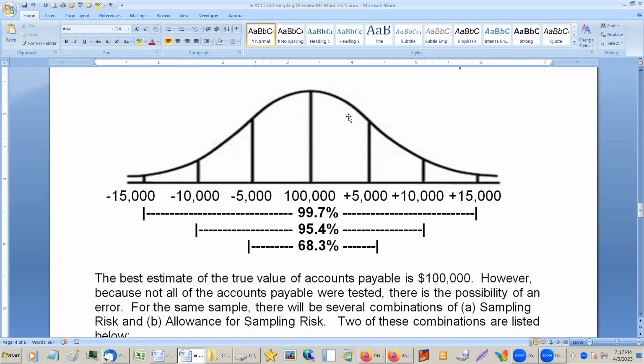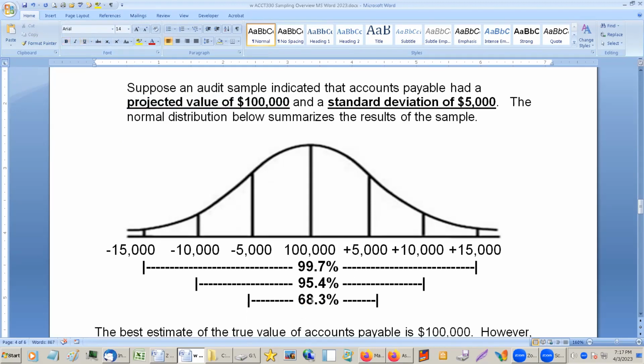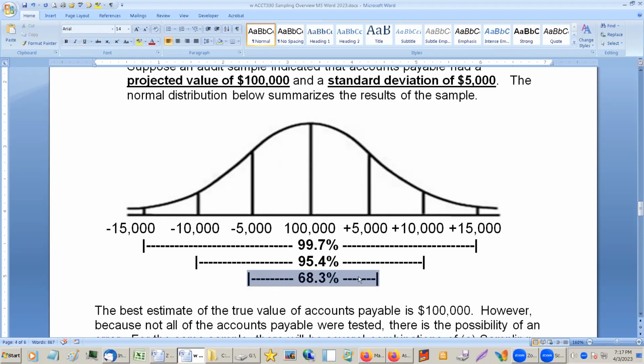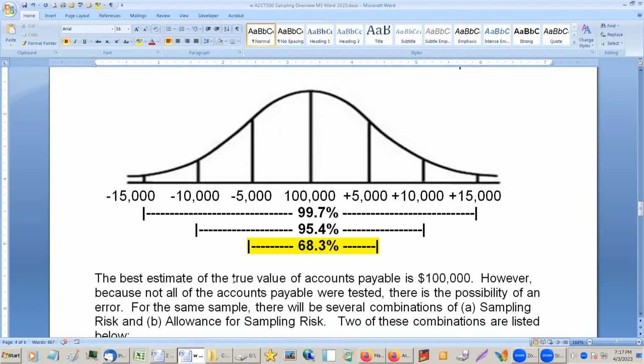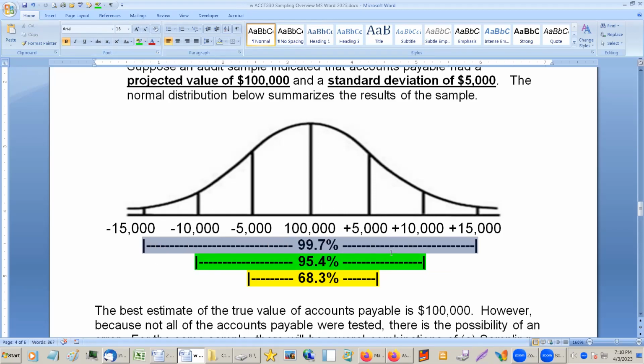For instance, if the projected value is 100,000 and the standard deviation is 5,000, if you were 63% sure, that means it would be between 95,000 and 105,000. If you were 95% sure, we'd take in 2 of those. And if you're 99% sure, it'll be all three of those.